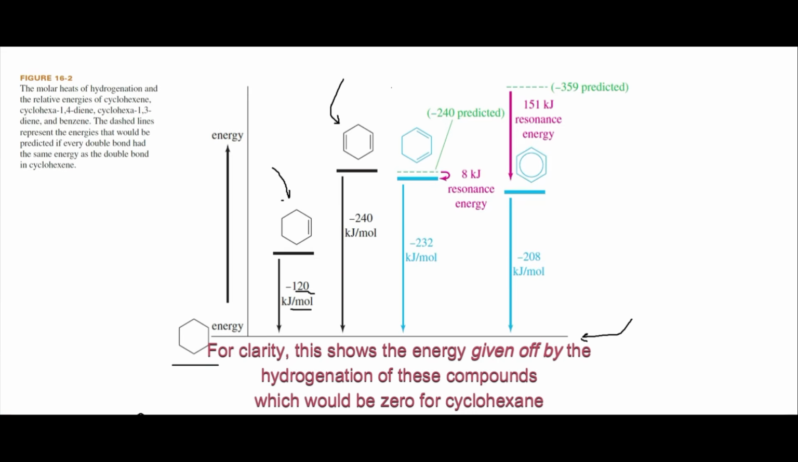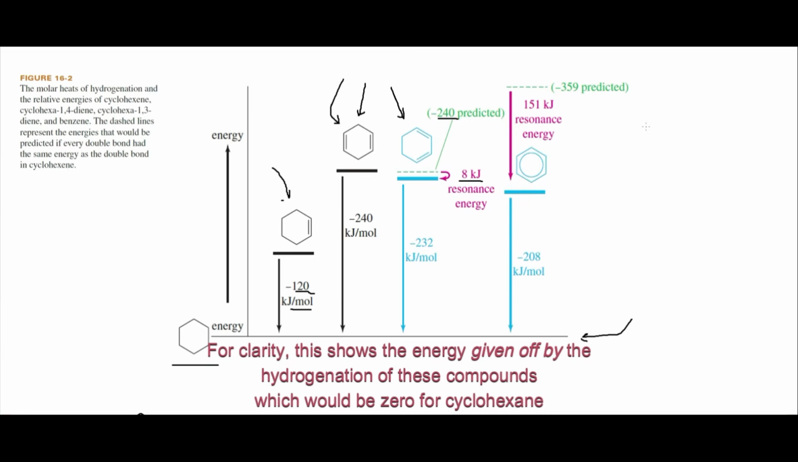Then if we add conjugation to it, so something like this, then instead of being exactly where the other one was, which, if there wasn't anything like conjugation, is where we would predict it to be, because all it is is just 2 double bonds, it actually goes down slightly. So it goes down by 8 kilojoules. So that is the resonance energy. And so it's slightly more stable than this compound here where the double bonds are not conjugated.